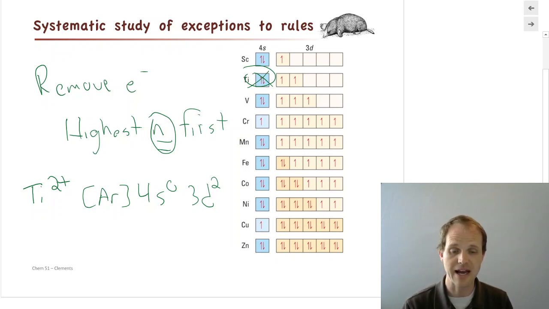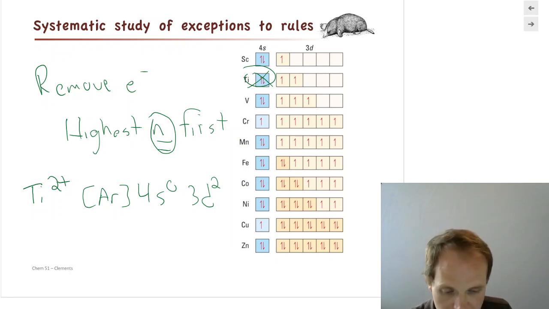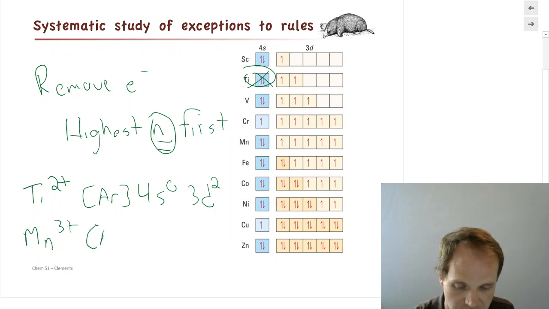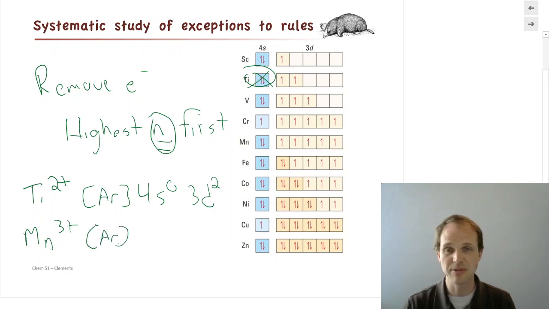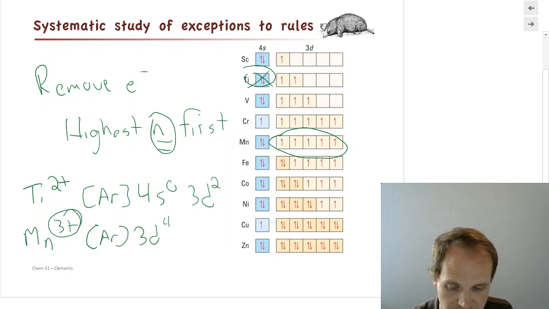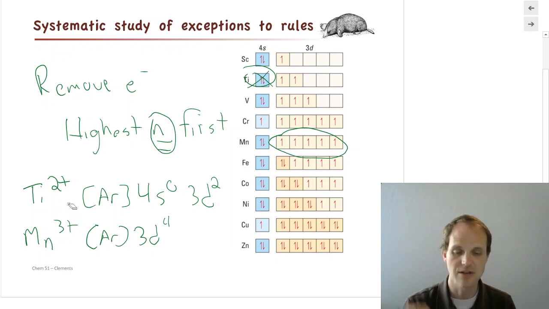So always remove from the highest n first. And this goes for just about any system. How about for, let's say, manganese? What are we going to do? Manganese 3+, so we remove 3 electrons from a manganese, is also going to look like argon. It's going to have a 4s0, but let's choose not to write it this time. Normally, manganese has 5 d electrons, but we're going to take another one away. Why? Because we need a 3+ total. We need to remove 3 electrons. So remove the 2 from the 4s, and remove the 1 from the 3d.